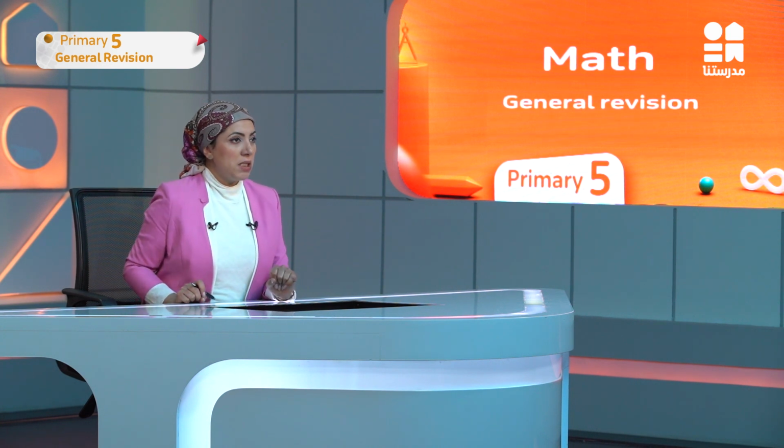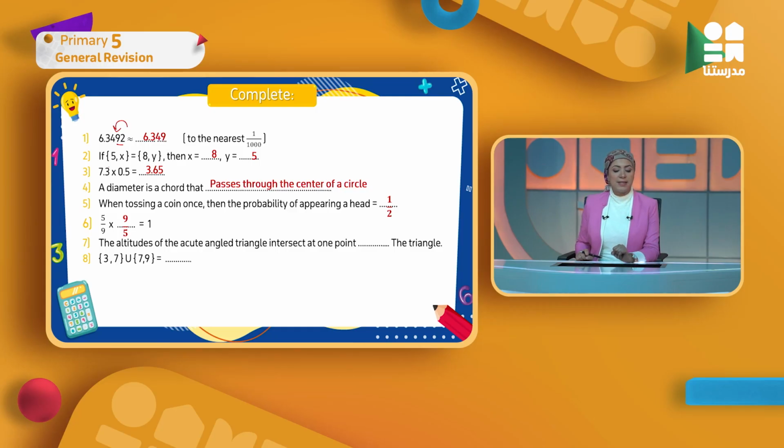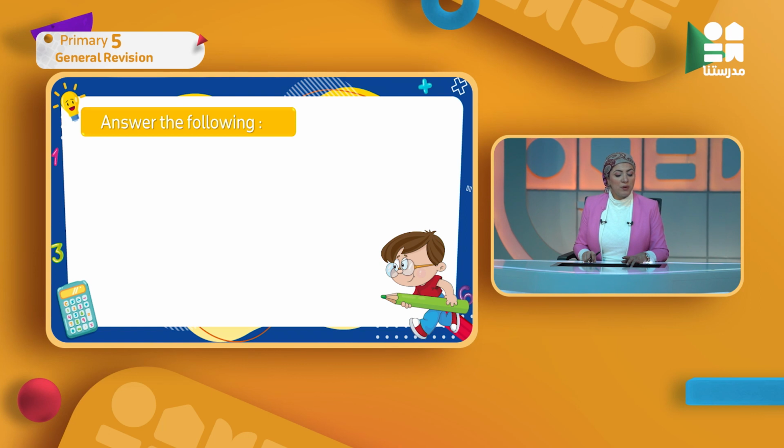Number 8: the set of elements 3 and 7 union the set of elements 7 and 9 is the set of elements 3, 7, and 9, because I don't repeat the common elements. And now to another question.